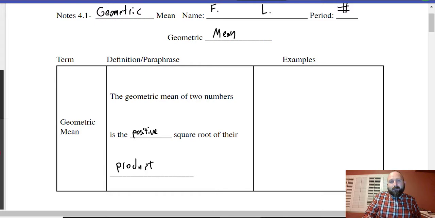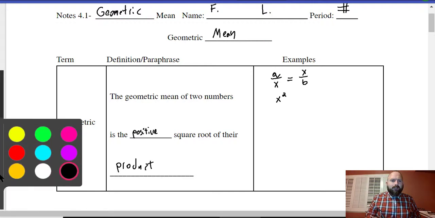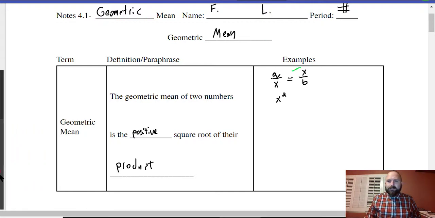I'm going to write it in real fast. If we get some sort of proportion, a over x is equal to x over b, we can use cross product and get x squared, x times x. So I'll do green. This times this will equal each other, so x squared is equal to a times b.